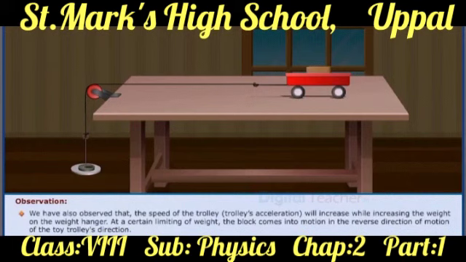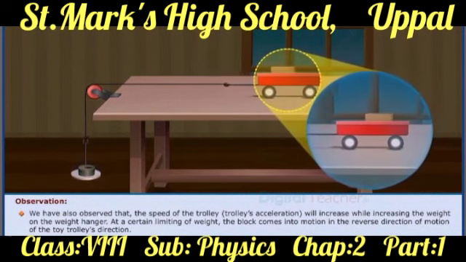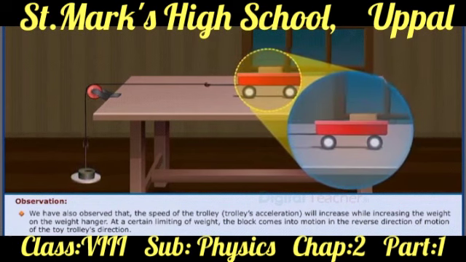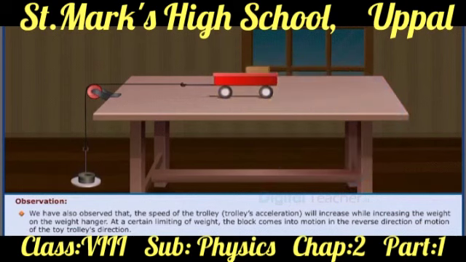We have also observed that the speed of the trolley, or the trolley's acceleration, will increase while increasing the weight on the weight hanger. At a certain limiting weight, the block comes into motion in the reverse direction of the toy trolley's direction. This implies that there now exists a relative motion between the surface of the trolley and the block.